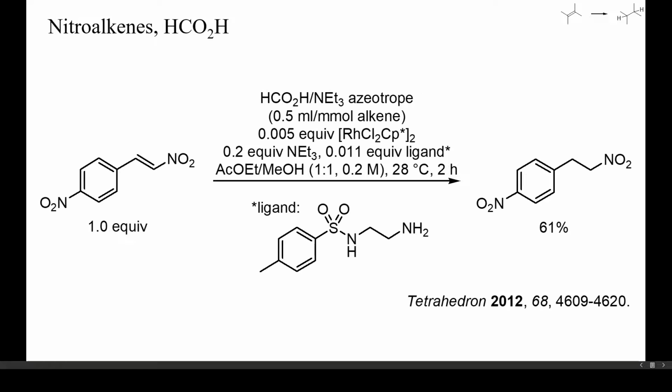This is an example of transfer hydrogenation with a soluble rhodium catalyst. As hydrogen source, triethylammonium formate was used, and again nitro groups remained unchanged.